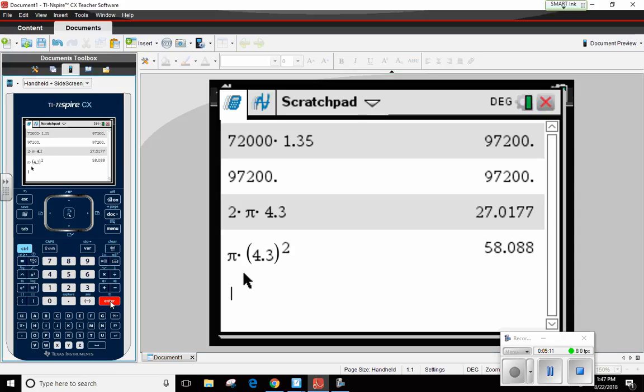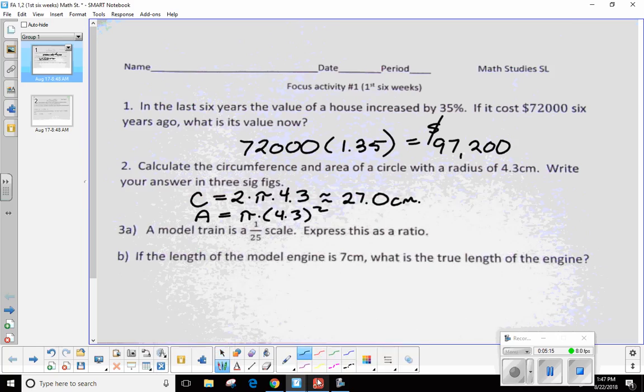All right. Now to 3 sig figs, 58.1. 58.1 square centimeters. Okay, so that's easy enough. That's pretty basic. And then our last one here, number 3A.